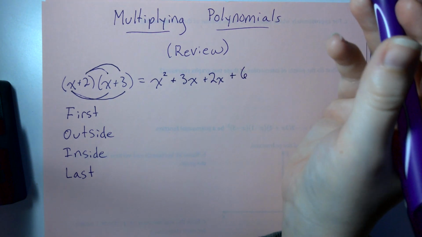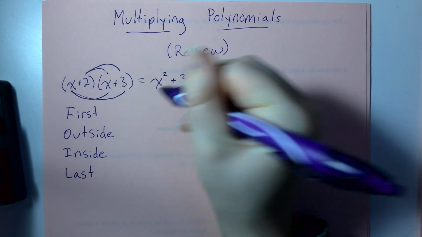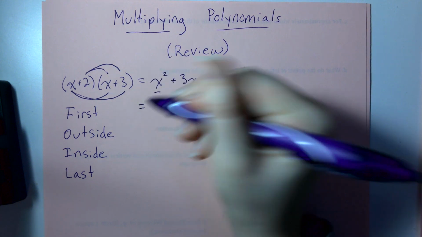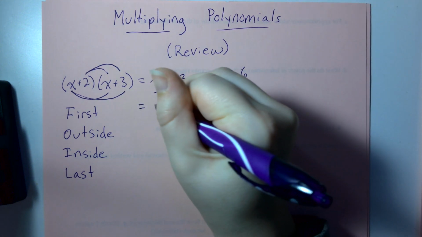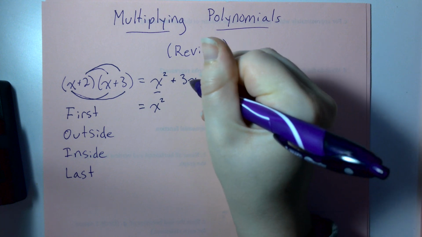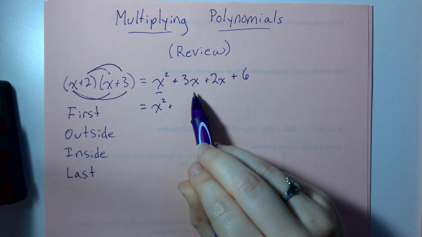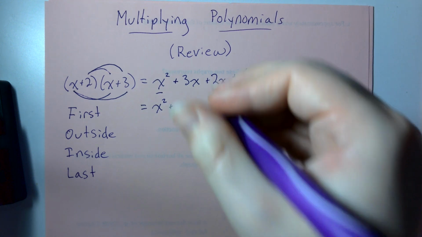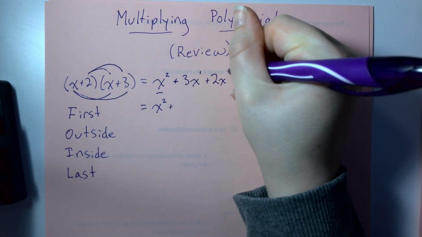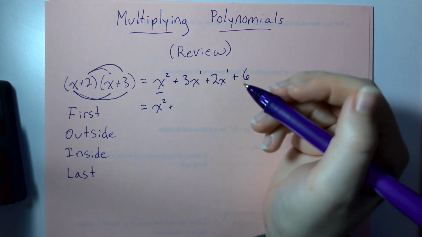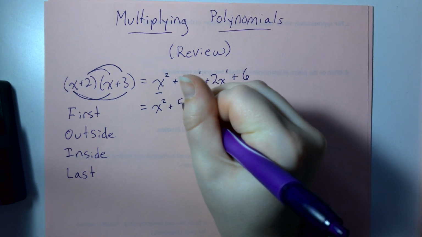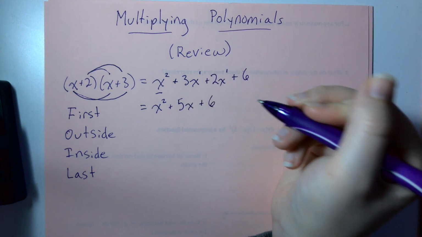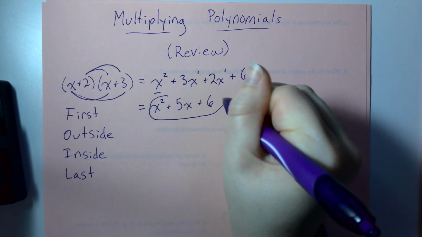Now we're done distributing, but we need to combine like terms. First we have x squared. Are there any other terms that have an x squared in it? It looks like there's not, so we just have x squared. Then our 3x. Are there any other terms with an x without an exponent? It looks like we have our 2x. And remember, when there's no exponent, it's an imaginary 1. So we have 5x, and then we just have plus 6 left over. So this is our answer.